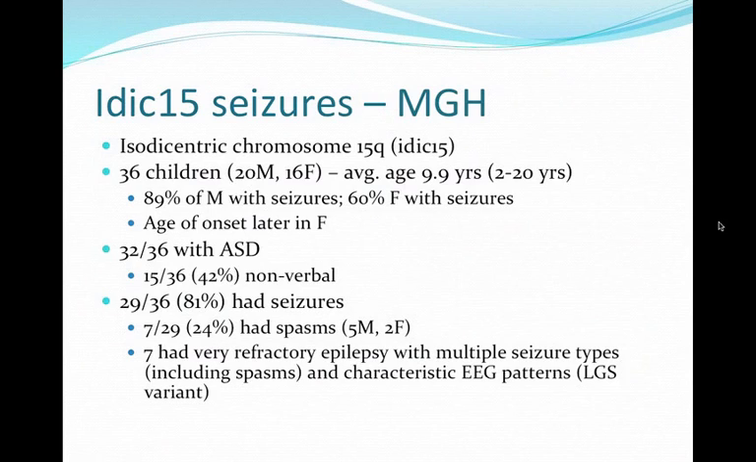But again, these are the kids that have the tough seizures, so that's not going to be the actual number for the whole population. 81% had seizures, so way above our estimates of that, of 50 to 60%. And then 24% of the kids that we see had spasms as well, 5 boys and 2 girls. And then out of that, 7 had this really difficult syndrome with the spasms, the tonic seizures, and the really refractory epilepsy. And this is just an EEG of what it looks like.